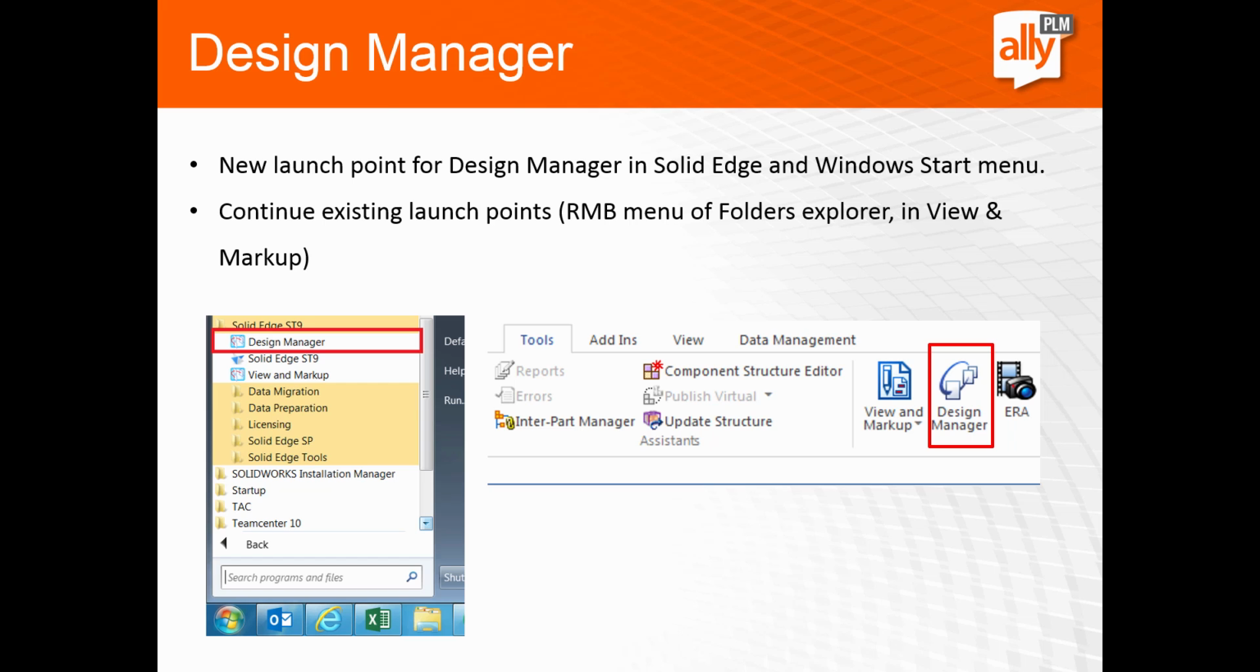There are a couple of new launch points for the Design Manager. Inside of Solid Edge under Tools, you'll see the Design Manager option, as well as under your Windows Start menu, Solid Edge ST9. You can also right-click on any of your files and choose Open in View and Markup or Open in Design Manager.